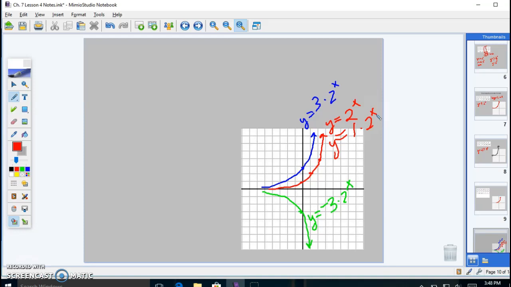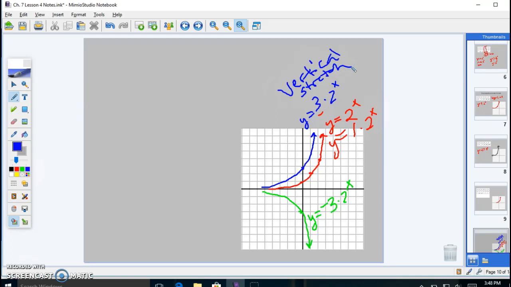Now, let's take a look at the blue line, which is y equals 3 times 2 to the x power. You can see here my y-intercept is 3, therefore my a value is 3. Now, because this is a much steeper equation than y equals 2 to the x, we know that this blue one is what we call a vertical stretch. It's a vertical stretch of y equals 1 times 2 to the x.